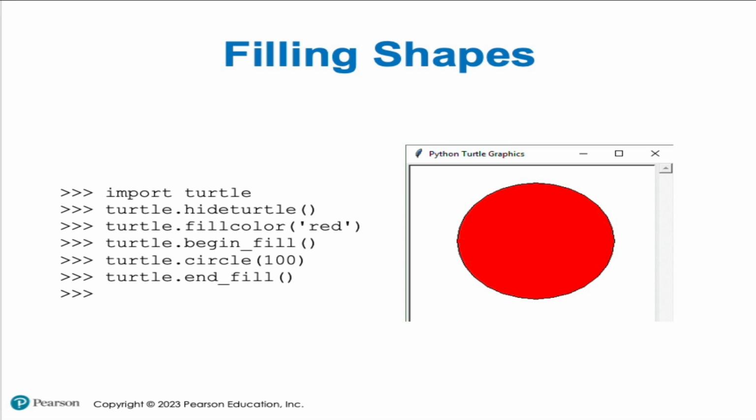So here's an example. We hide the turtle, so the turtle's no longer on the screen. We set the fill color to red. We say, okay, we want to begin filling something. We want to draw a circle, so it will draw that circle with a radius of 100 pixels. And then when we're done filling shapes, we say end underscore fill. So these 6 lines of code will draw the red circle that we see in the graphics window.